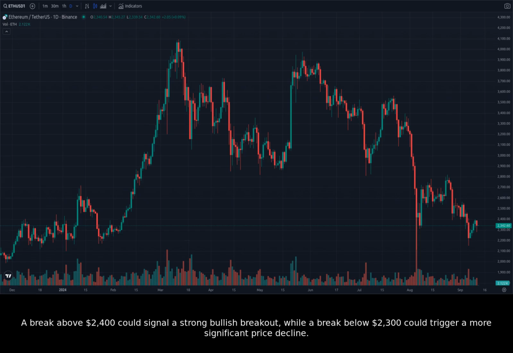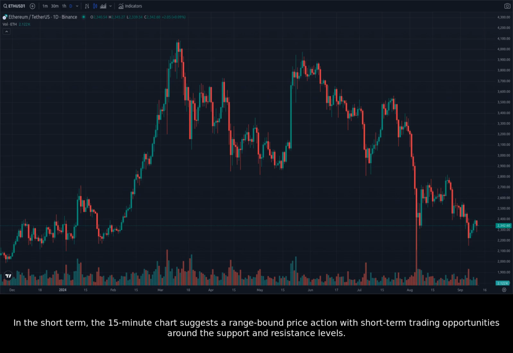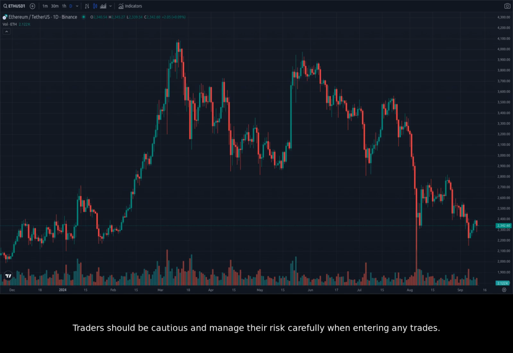A break above $2,400 could signal a strong bullish breakout, while a break below $2,300 could trigger a more significant price decline. We'll also need to monitor the price action around the 20-period moving average for any significant changes in momentum. In the short term, the 15-minute chart suggests a range-bound price action with short-term trading opportunities around the support and resistance levels. Traders should be cautious and manage their risk carefully when entering any trades.